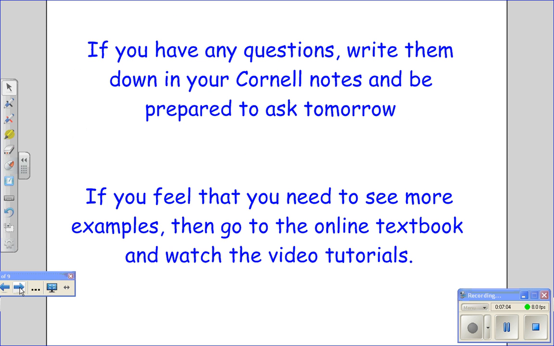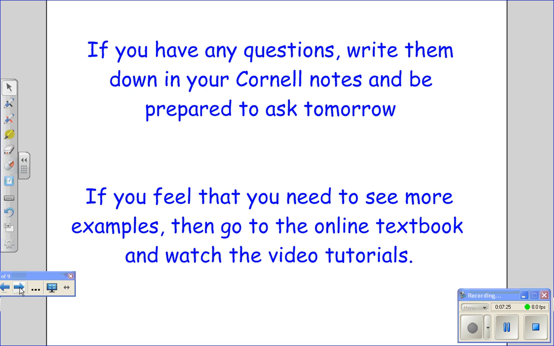So then what you're going to do is basically make sure that if you had any difficulties on working the three problems on your own, that you write down any questions that you have. That's what the Cornell Notes is for. You have that column over there on the left-hand side that is for questions, and be prepared to ask those tomorrow as we kind of practice at this skill some more.